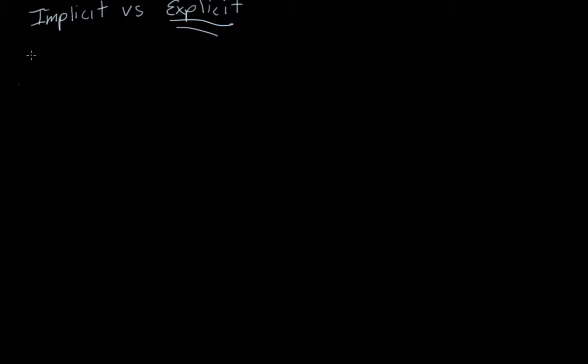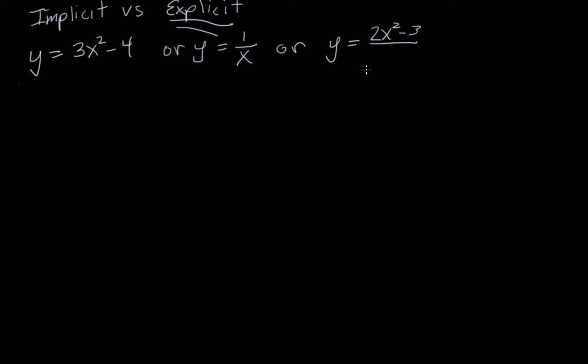And so we were given functions like y equals 3x squared minus 4, or y equals 1 over x, or y equals (2x squared minus 3) over 5x. All right, and so what you notice is your y is solved for. Everything on the right side is only with x's, and so we would take the derivative with respect to x.